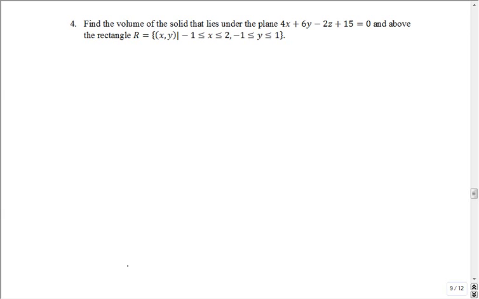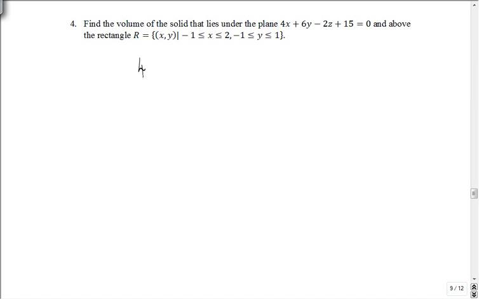Find the volume of the solid that lies under the plane 4x plus 6y minus 2z plus 15 equals 0, and above the rectangle defined by x between negative 1 and 2, y between negative 1 and 1. Okay, now to know what we need to integrate, you need a function, f of xy. F of xy will be whatever z is. So in other words, you see that plane, you need to solve for z. Okay? So let's do that.